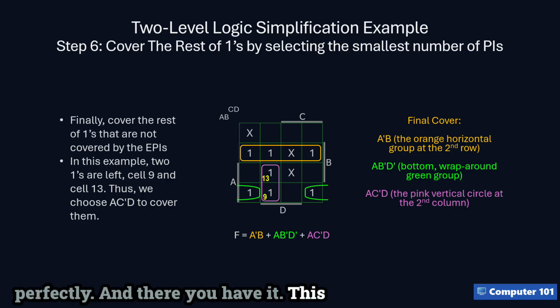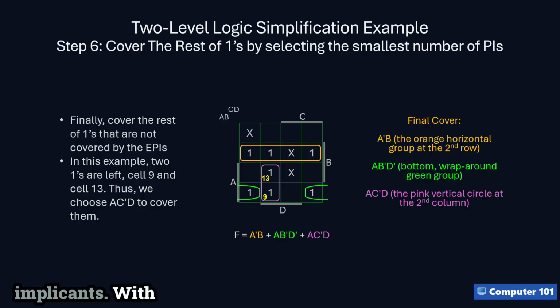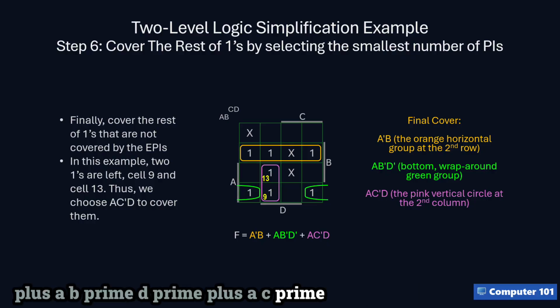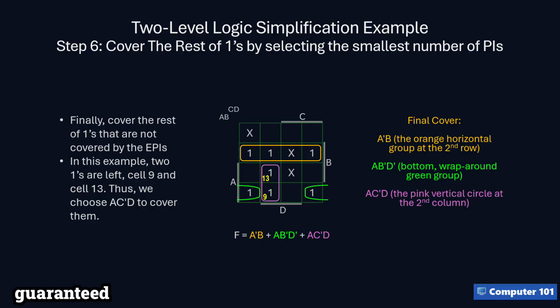And there you have it. This is our final answer. By combining our 2 essential prime implicants with that 1 extra PI we needed, we get our final simplified expression. F equals A'B plus AB'D' plus AC'D. That is a guaranteed minimum solution with absolutely zero guesswork.